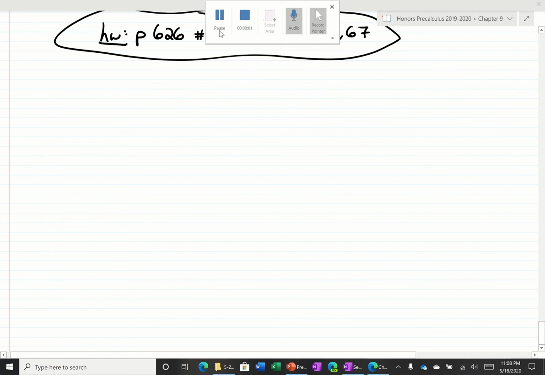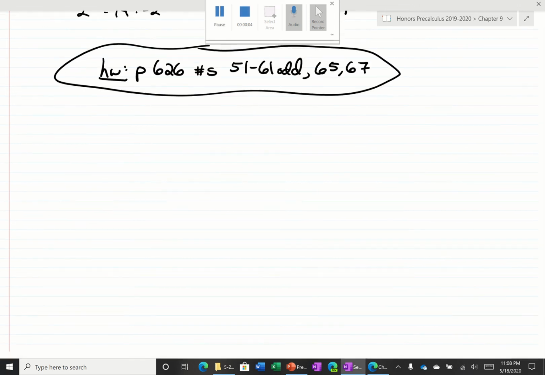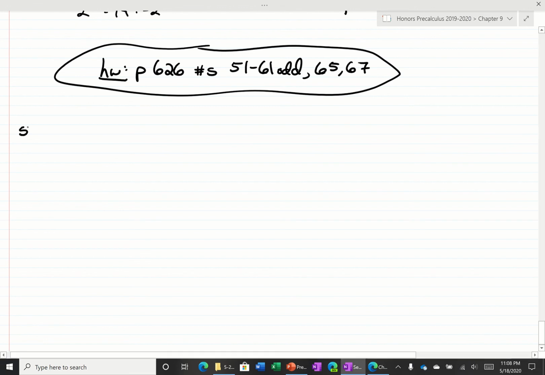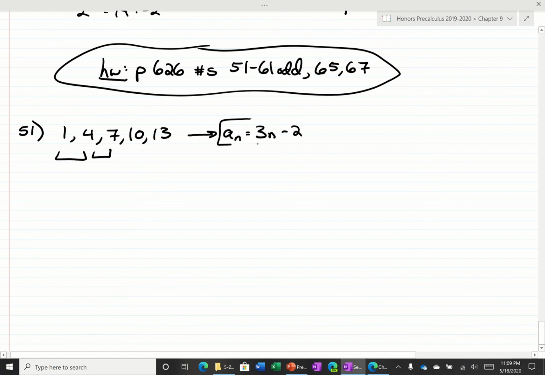Alright, so taking a look at the homework on page 626. Let's do this here. Number 51 says we have 1, 4, 7, 10, 13. Looking at this, it looks like we're going up by 3 each time. So we can make an arithmetic sequence where it's 3n, and then we'd have to subtract 2.